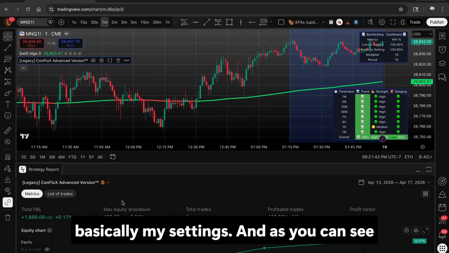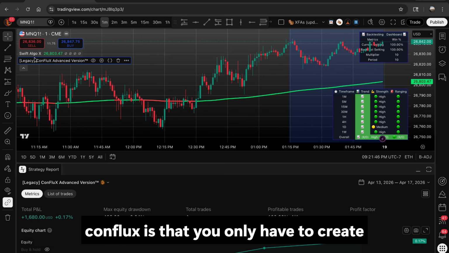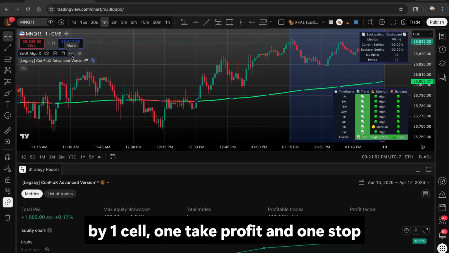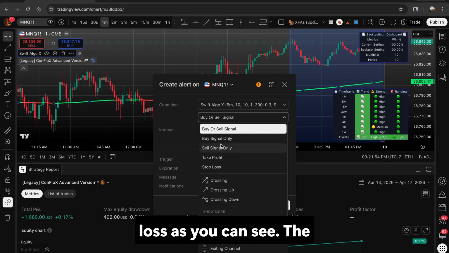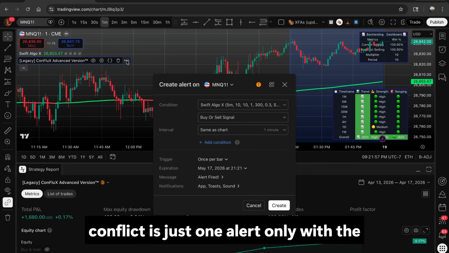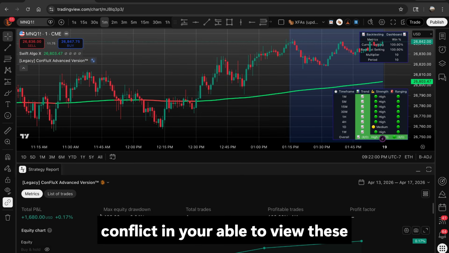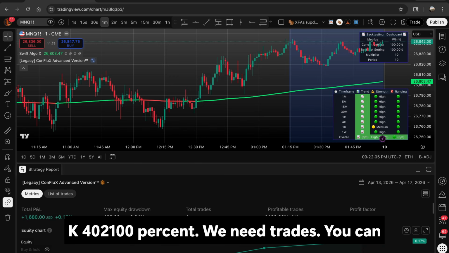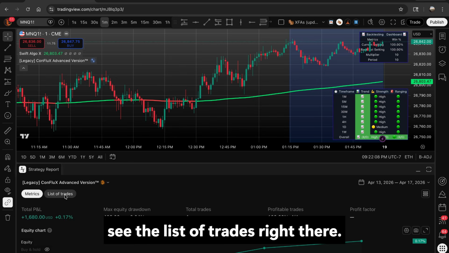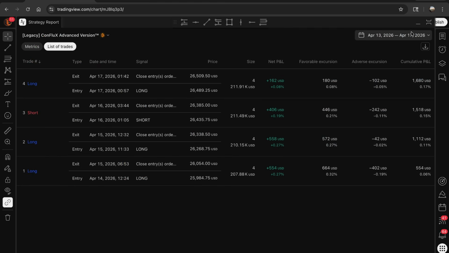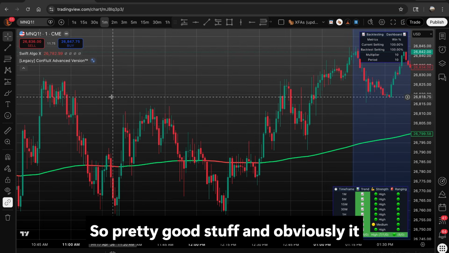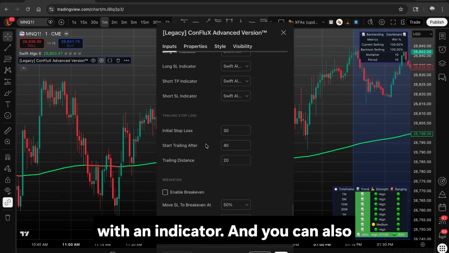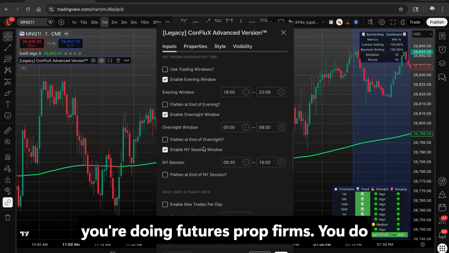And as you can see, the benefit of using ConFlux is that you only have to create 1 alert. With Swift Algo X, you have to create 1 buy, 1 sell, 1 take profit, and 1 stop loss. As you can see, with ConFlux, it's just 1 alert only, and you're able to view the strategy report. So you'll see it did 1.6K, 402, 100%. Any trades, you can see the list of trades right there. So pretty good stuff. And obviously, it does have the break even feature, martingale feature, which you don't get with an indicator. And you can also adjust the time filtering option.